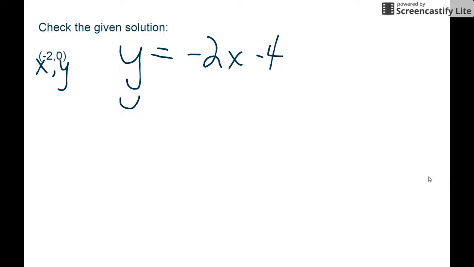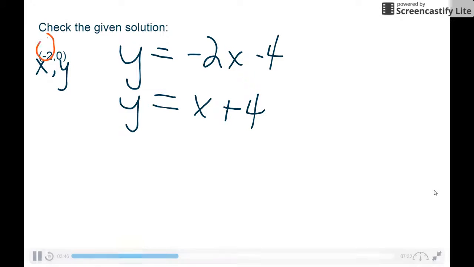Okay, so another example, check the given solution. So you're going to check negative 2, 0. And again, your negative 2 is your x, and your 0 is your y. And you want to check that in y equals negative 2x minus 4 and y equals x plus 4. So again, you're simply going to plug in the negative 2 for the x and 0 for y.